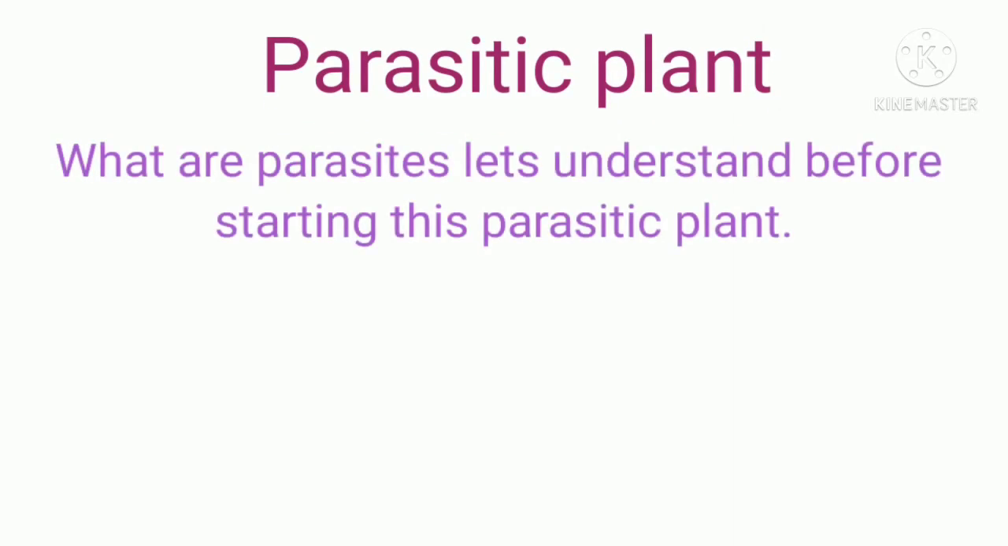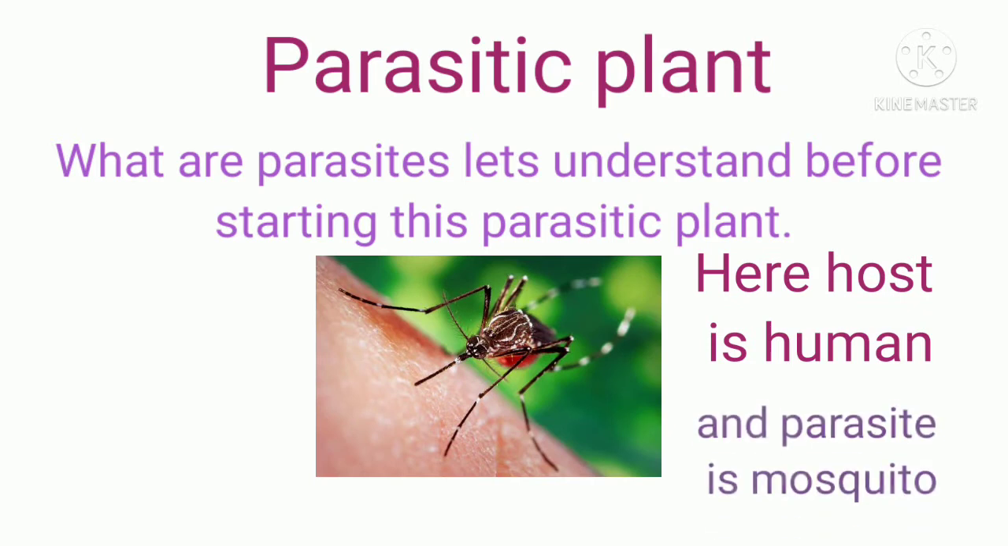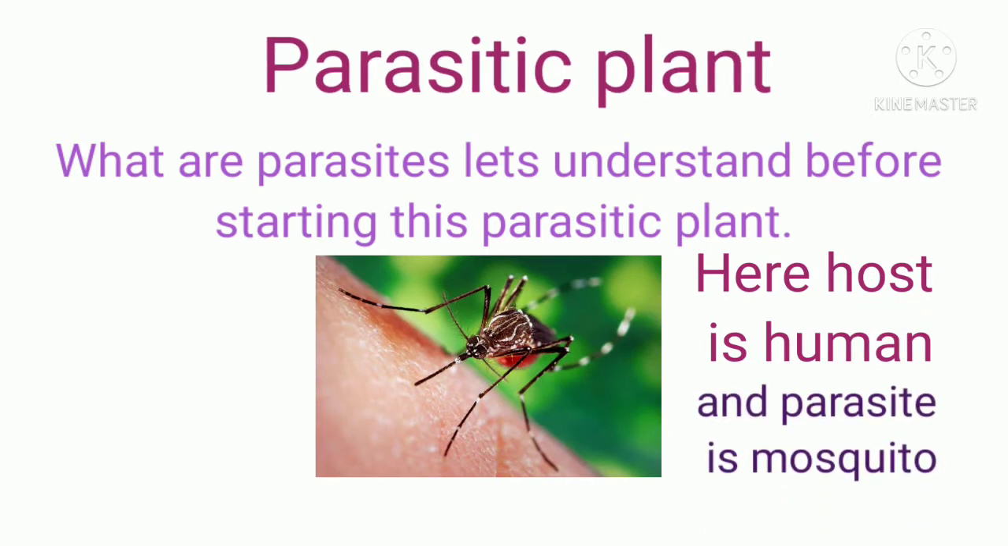Before explaining parasitic plants, let us understand what parasites are. Here in this picture, you are seeing a mosquito biting a human. Here the host is the human and the parasite is the mosquito. Hence, parasites are those organisms which take their food from living beings. They suck their food from living beings.